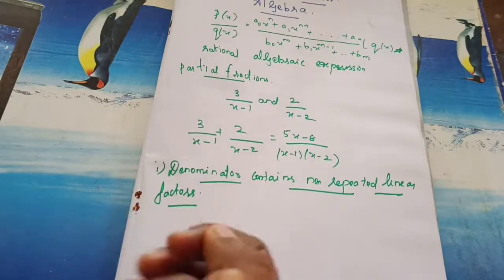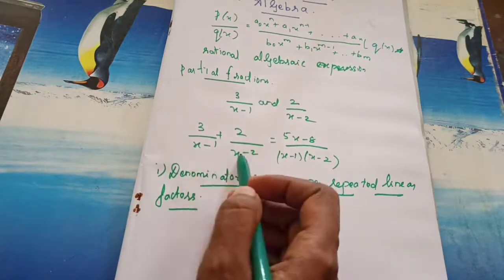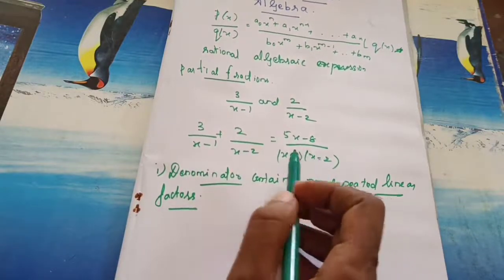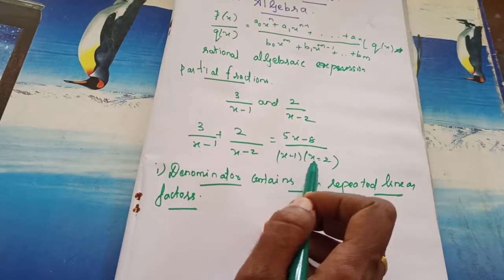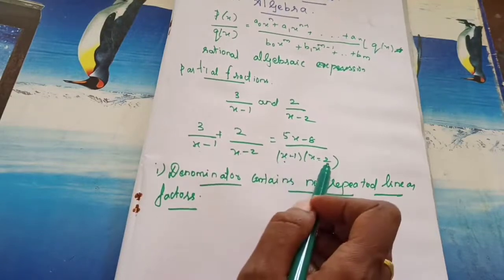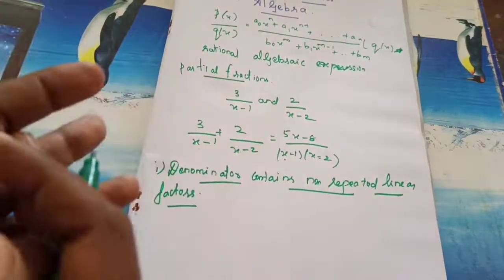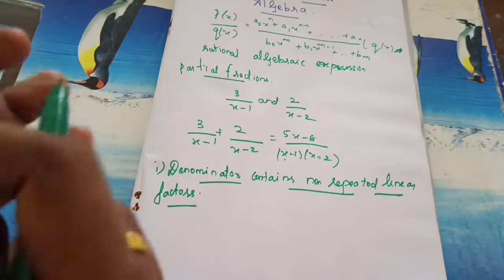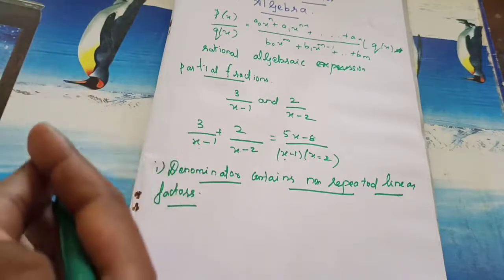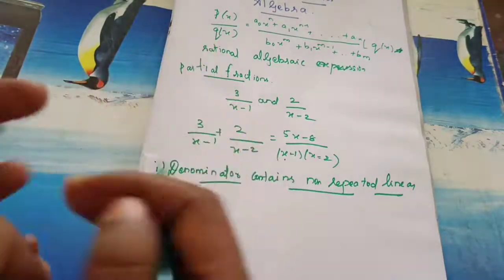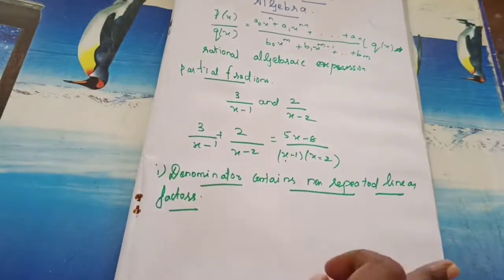So what's the meaning? This is a denominator. Is any term repeating here? No. Here it is x minus 1, here it is x minus 2. So that is type number 1. The first type means we will split it as A by something plus B by something. That's the concept. So let's move to the question.